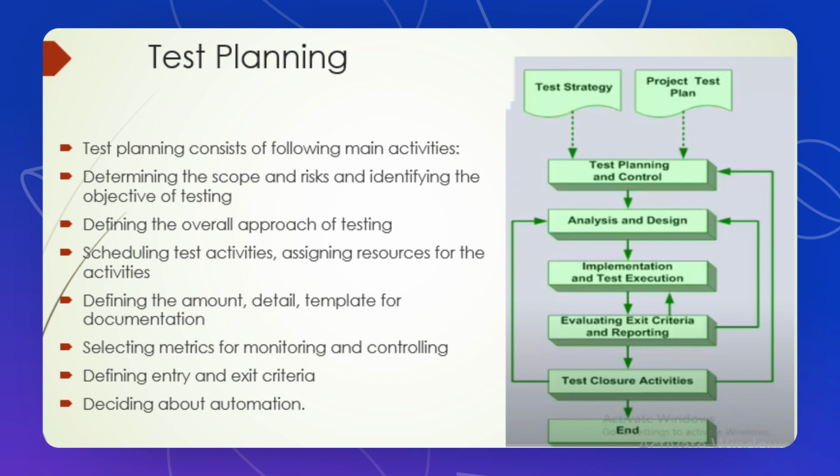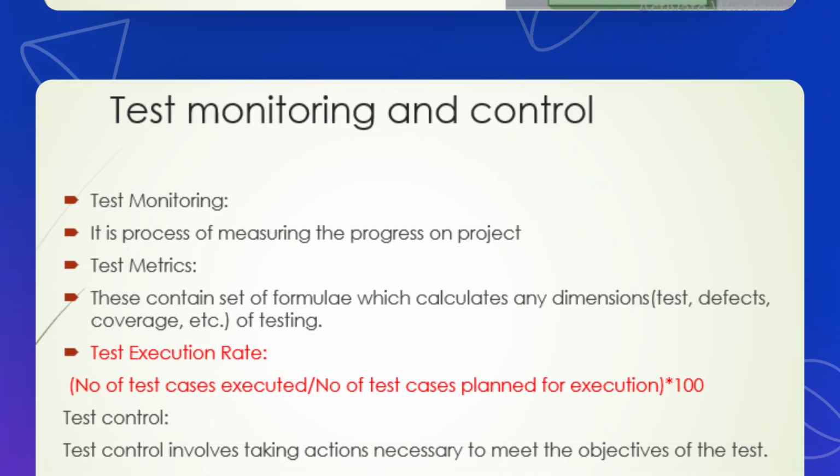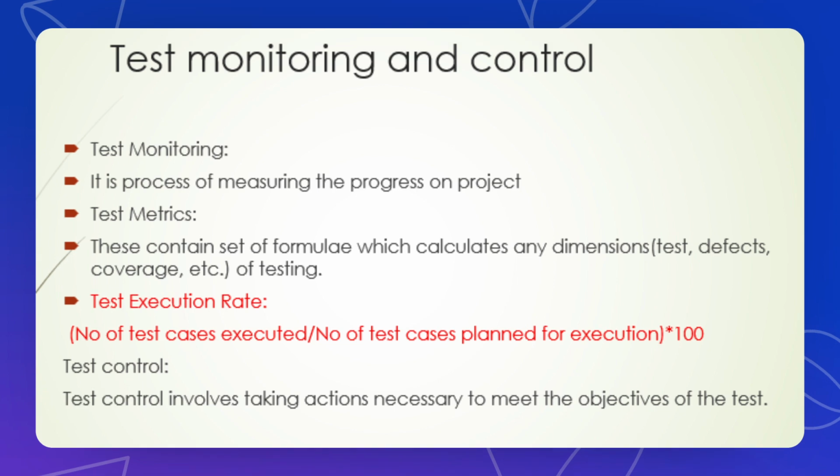time schedule and so on. So we decide about automation, how much automation effort will be required, what resources will be involved, and their cost, effort, everything is planned in this activity. Okay, and next we have test monitoring and control.